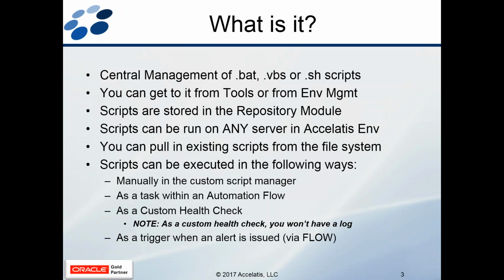You could pull in existing scripts from the file system. In other words, if you have some location where you've got 72 scripts that do all kinds of stuff, you can go to the Custom Script Manager and pull them in. I'll show you how to do that shortly. Or you could just add them. If you are good at scripting and you know exactly what you want to do, you can add them ad hoc, type in your scripts in the bottom pane, and save them from there. So you can do that either way.